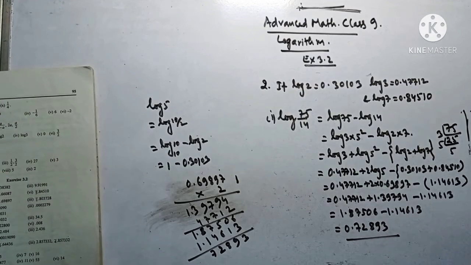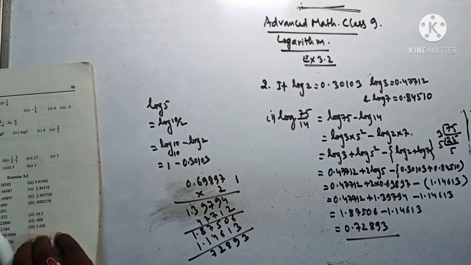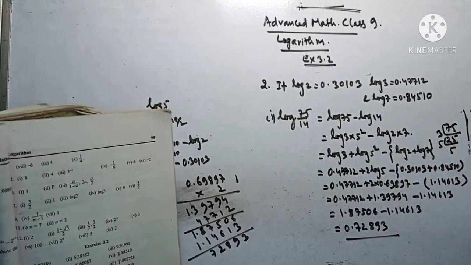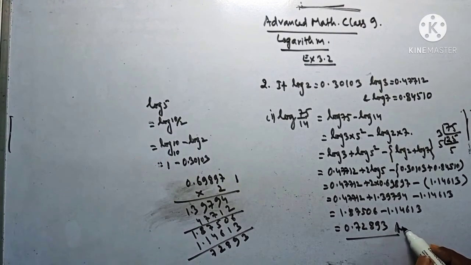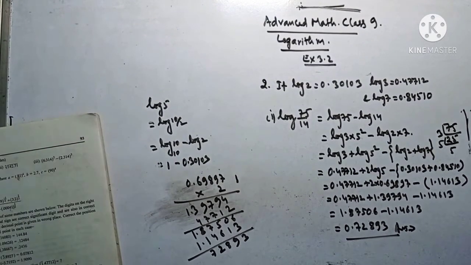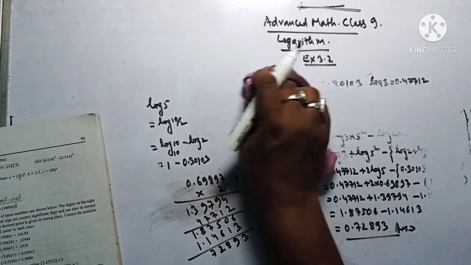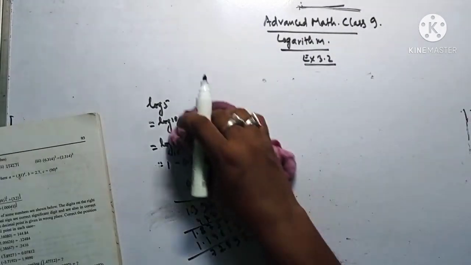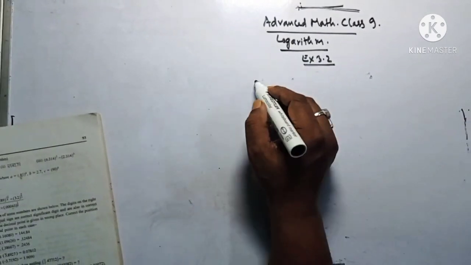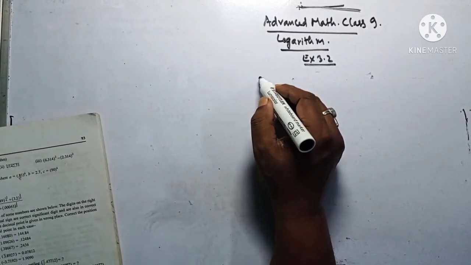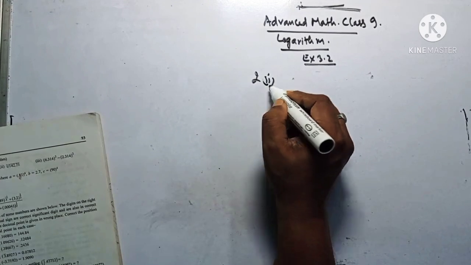Let me check the answer. See, your answer is correct. 0.72893. This is your answer. Now the second and third, you can do it yourself. I am not going to solve it fully, but I am going to do a half part of it, because it requires calculation and it becomes a little bit of a headache without a calculator.